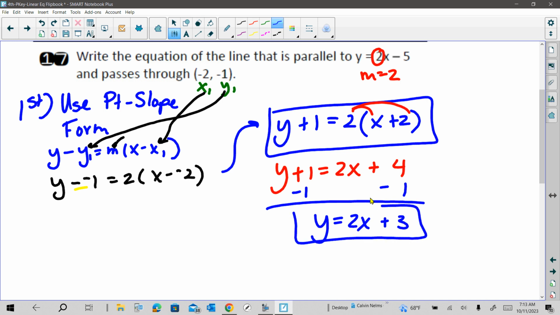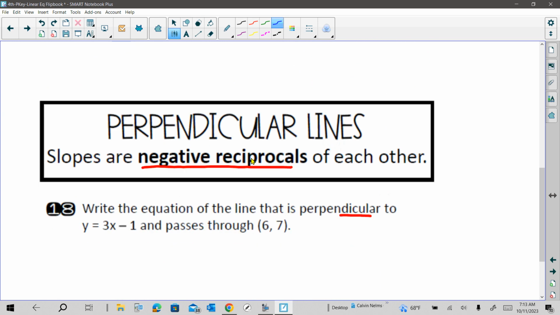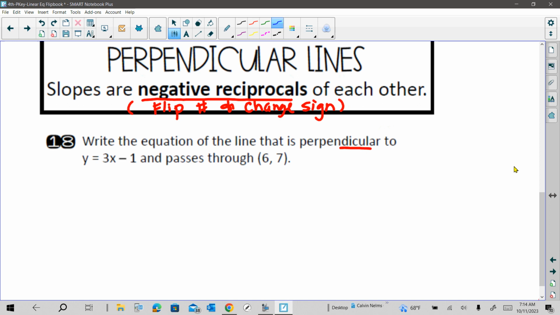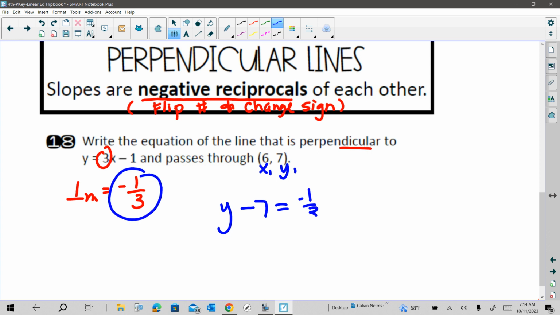Okay. Now for perpendicular lines, we have to remember there is a negative reciprocal. So we have to flip and change the sign of the slope. So here is our slope, the 3, but the perpendicular slope would be -1/3. We're still going to use our point x1 and y1 to plug it into the form. So this would be y minus 7 equals, now using this slope, -1/3 parentheses x minus 6.